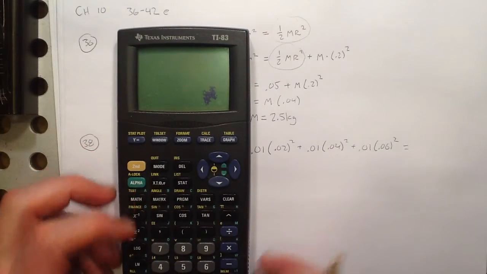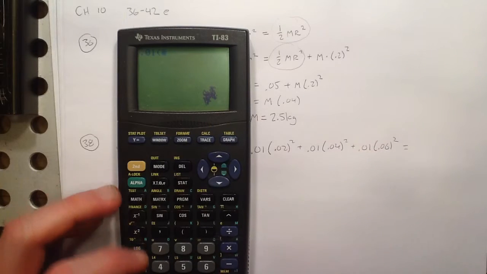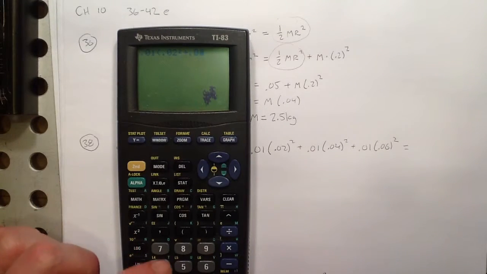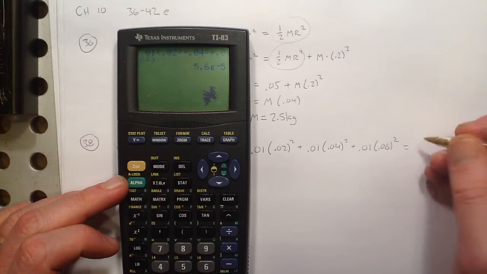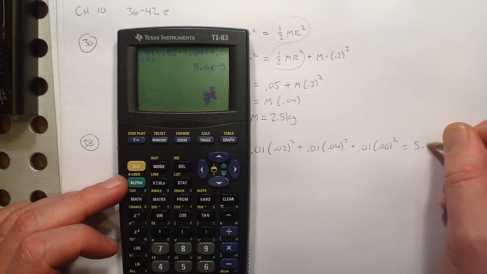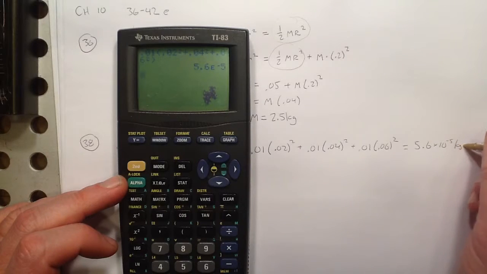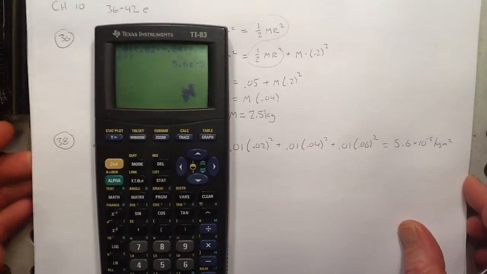So why don't we just put a number on that? Let's see, I'm just going to factor that 0.01 out, and then I have 0.02 squared plus 0.04 squared plus 0.06 squared. So that's 5.6 times 10 to the negative fifth kilogram meters squared. You see that there? Just barely.